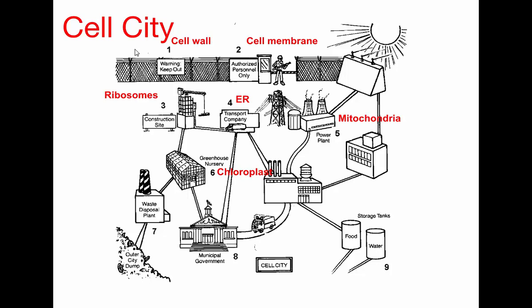Seven is this waste disposal facility that sort of takes care and gets rid of the waste, breaks down and removes the waste. Eva? No? Savannah? Yes, lysosomes. It breaks down the waste.